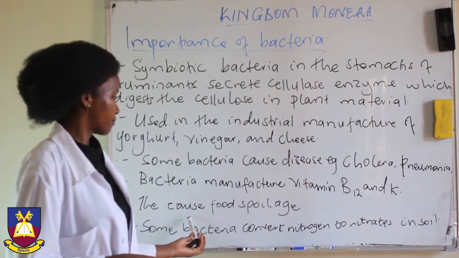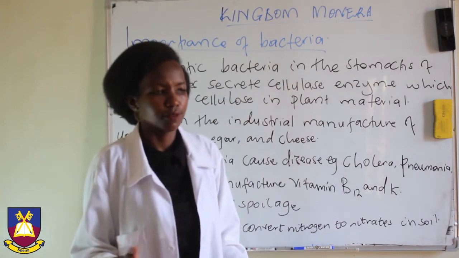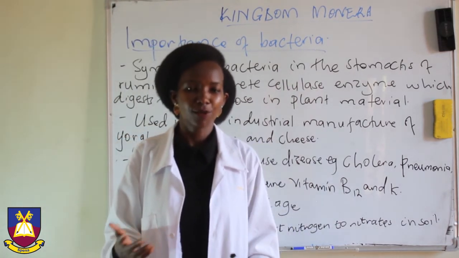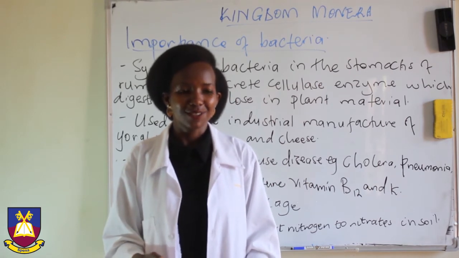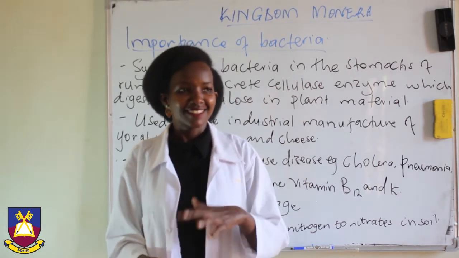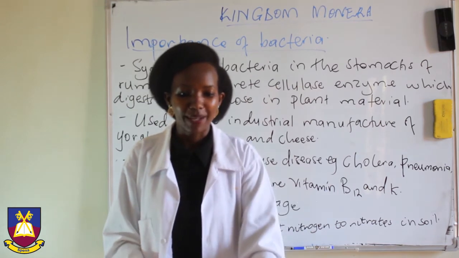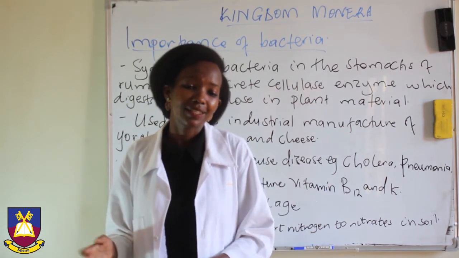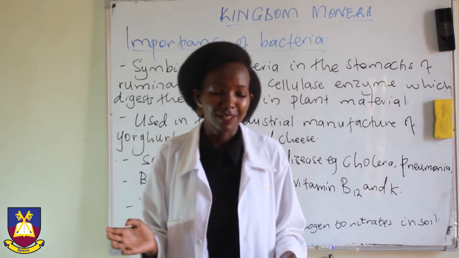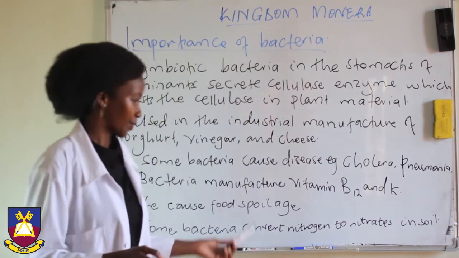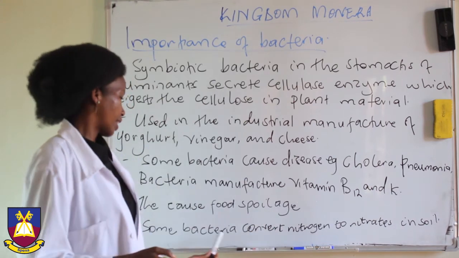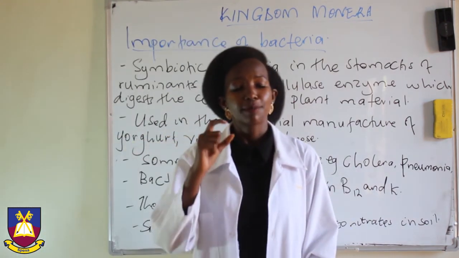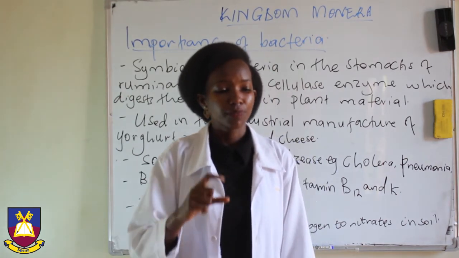And now some of those cause food spoilage. If you keep food maybe somewhere, and then you find it has gone bad, it's not someone that has come and make it go bad. It is the bacteria responsible for that, because they are starting to decay. They are doing their job innocently, of spoiling your food. They cause food spoilage. And then some bacteria convert nitrogen to nitrates in the soil. And the particular name, we call them rhizobium.